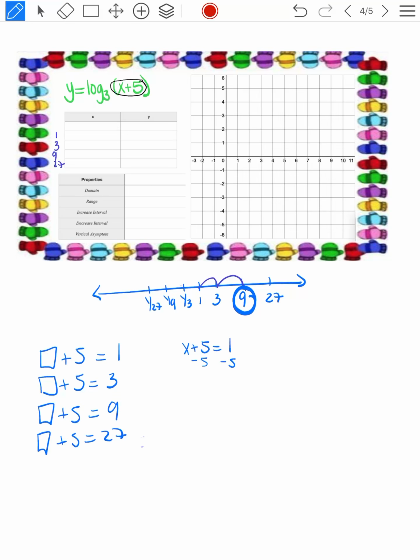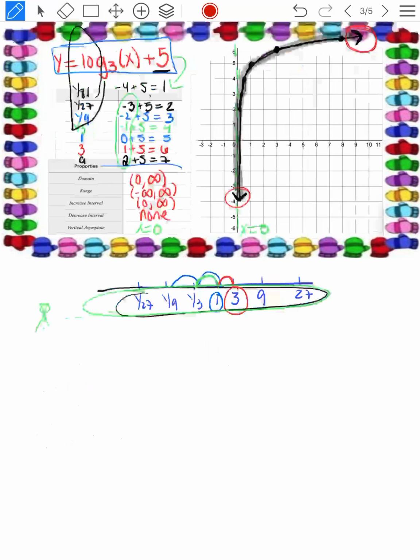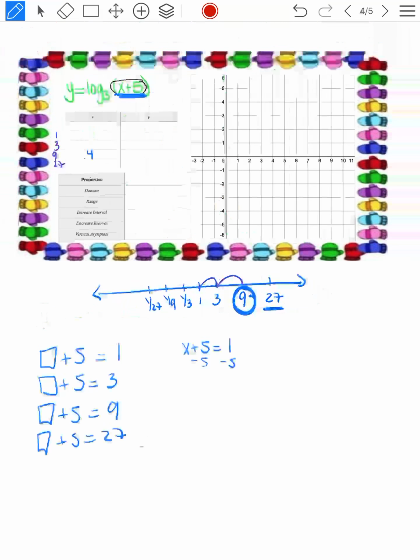If I want to get to 9, because I'm adding 5 first, I don't want to actually put 9 in for x. I want to put 4 in for x, because 4 plus 5 is going to get me to 9. Same thing, if I want to get to 27, I can't put 27 in for x because 27 plus 5, right? Parentheses means I do that first, so I have to add that 5 right away, as opposed to in the previous example where I was able to calculate the logarithm and then add 5. Here, because I'm adding 5 right away, I would want to put in 22 because 22 plus 5 is going to get me to 27.